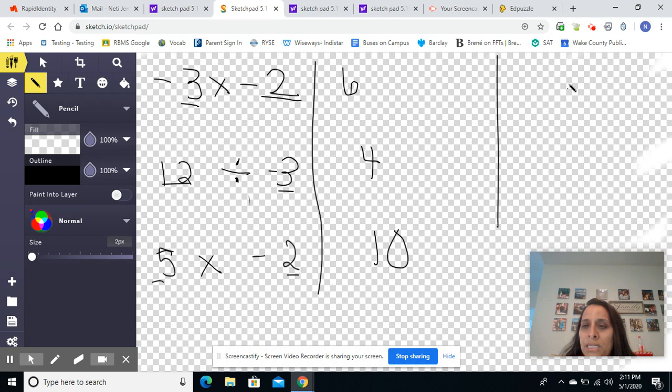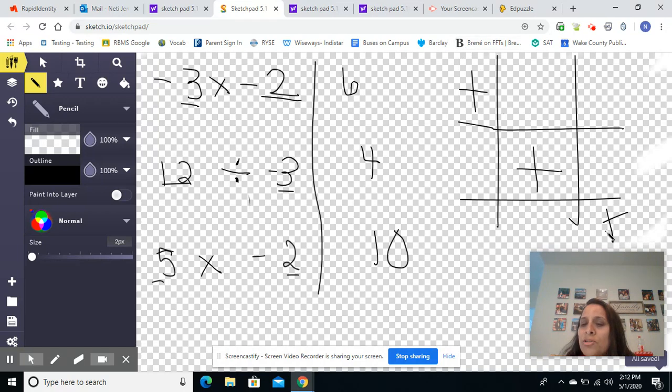The first way is called drawing a tic-tac-toe board. So here's my board. Okay, along this diagonal, I'm going to put plus signs. Okay, you can also do the left diagonal. You just need to make sure you're putting plus signs on a diagonal. Okay, and then everywhere else, I'm going to put a minus sign.